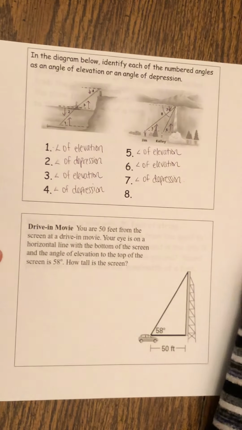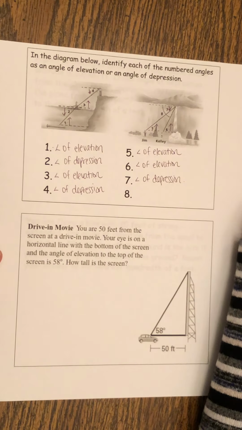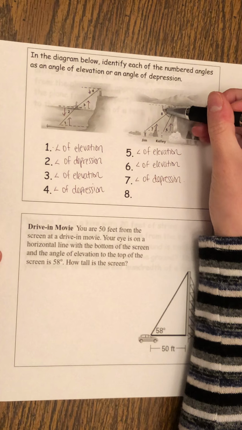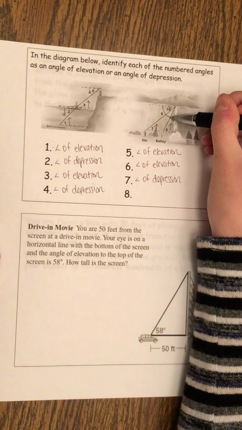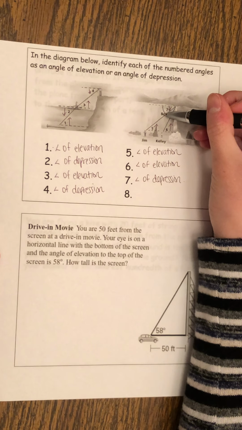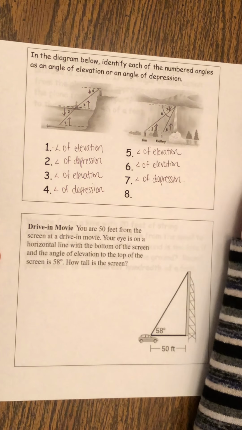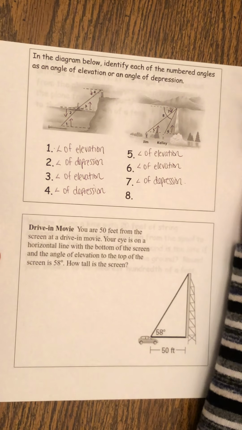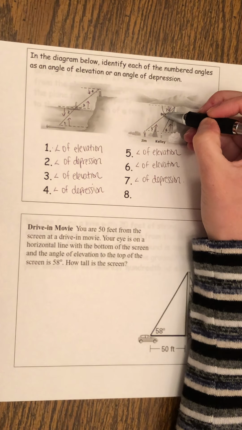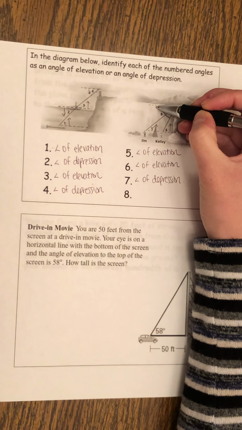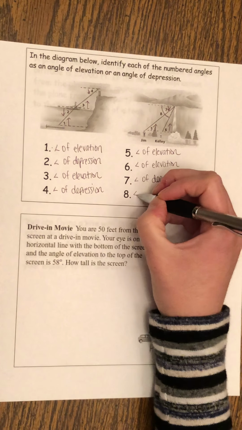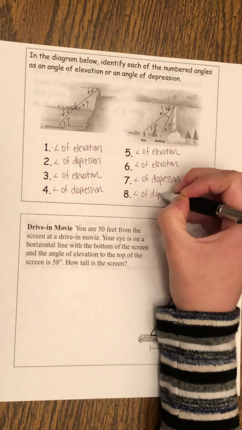Let's find angle 8. Angle 8 is spanning from this horizontal all the way to this diagonal part. So angle 8 encompasses angle 7. Angle 7 is inside angle 8, but angle 8 is larger than angle 7. Again, angle 8 is drawn down from a horizontal because the diagonal part is below the horizontal part of the angle. So this would also be an angle of depression.